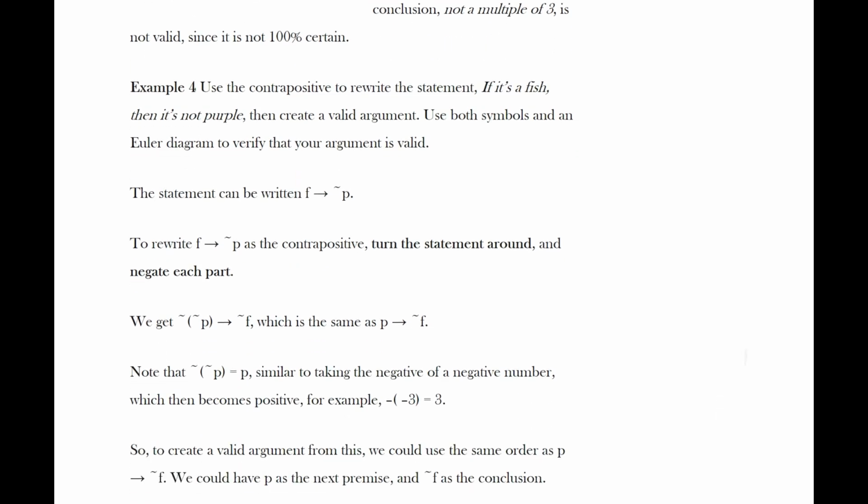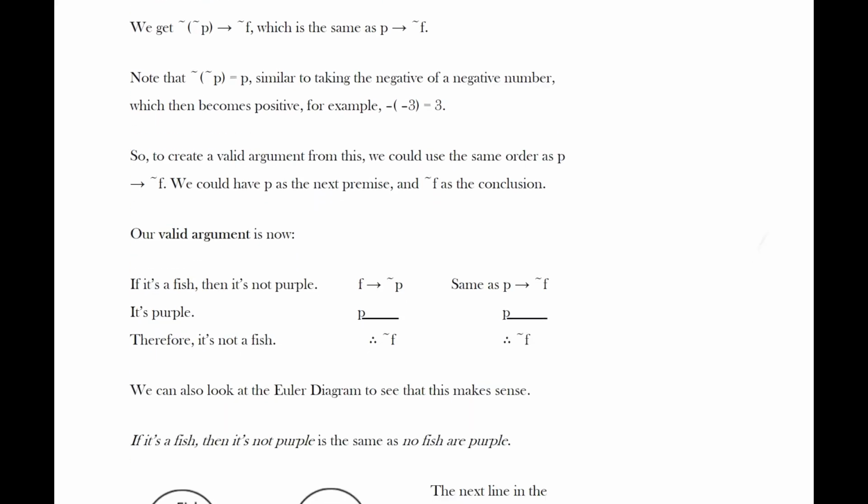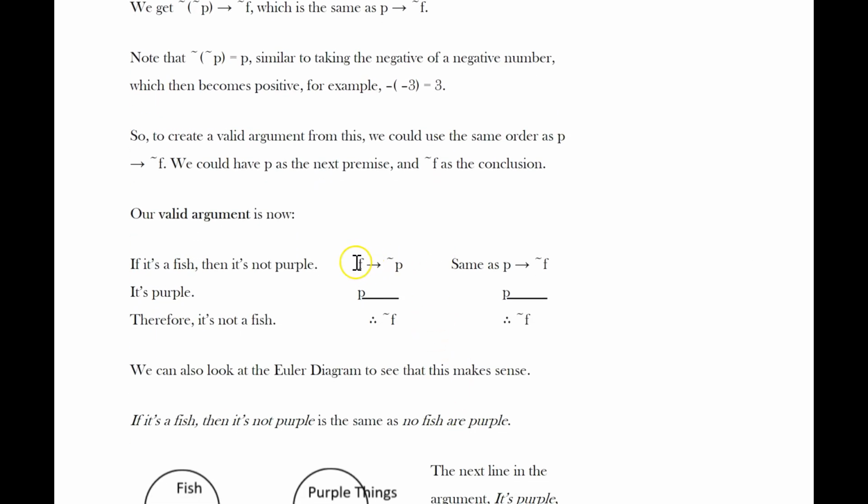So one possible valid argument is this one here. F arrow not P, P, therefore not F, because that would follow the exact same order of the contrapositive. Now, that's not the only possible valid argument. You could make a valid argument that goes F and then not P, right? That follows this version of it exactly. So either argument would be a valid argument.